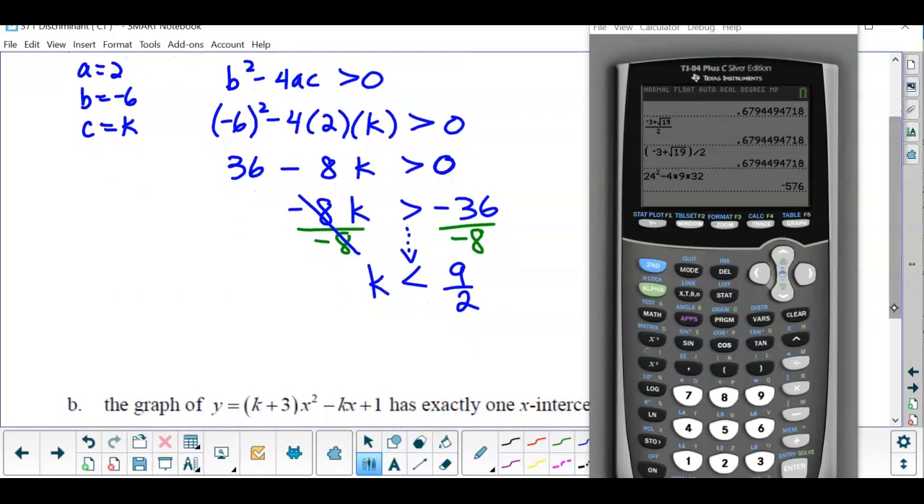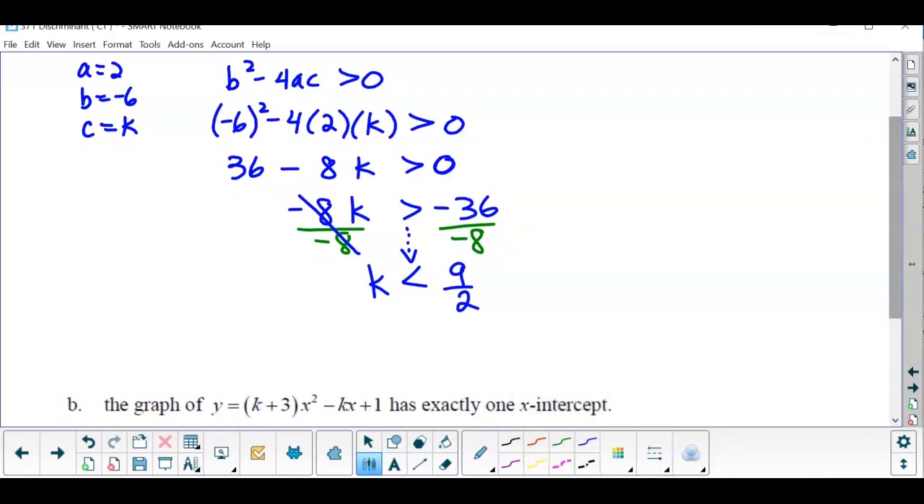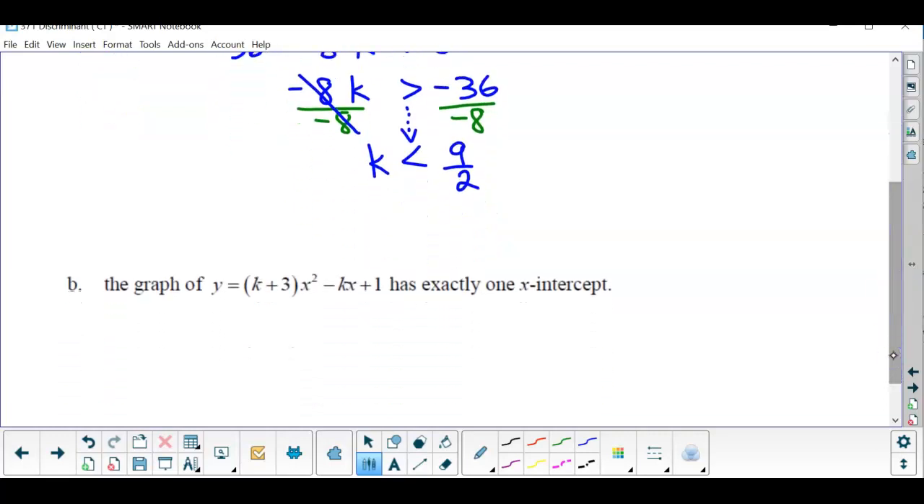Okay, and then the same with the next one. In this case, exactly 1 x-intercept. So now notice how it's not 0 equals. It's y equals. Okay, so this is representing a graph of a quadratic. But remember, the x-intercept of a graph is going to be the root of the corresponding equation. So we still go through the same process. So here, for exactly 1 x-intercept, that means our discriminant has to be equal to 0.